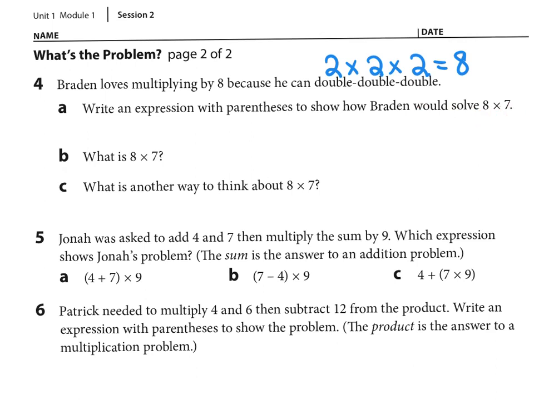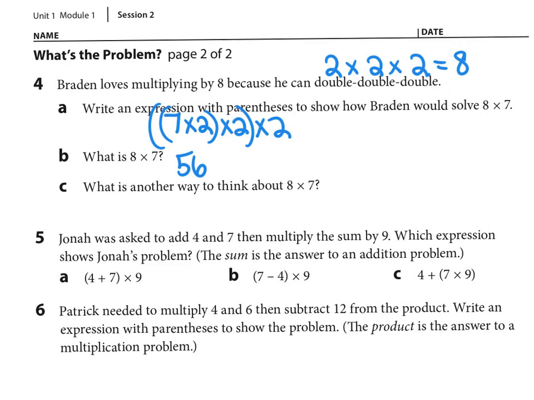So 8 times 7. So we're going to do 7 times 2. And then we're going to take that and we're going to double it again times 2. And then we're going to take that and we're going to double it a third time. I said third time and I wrote 3, but I meant to write 2. So again, that's double, double, double. 7 doubled is 14. 14 doubled is 28. 28 doubled is, that's right, 56. So 8 times 7 is 56.